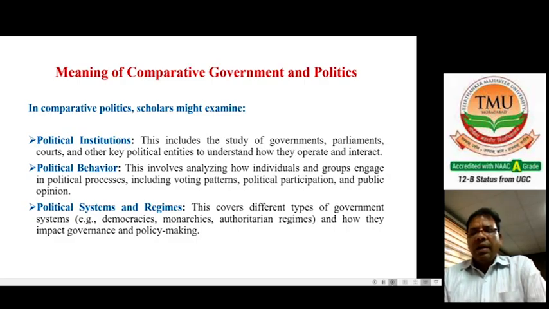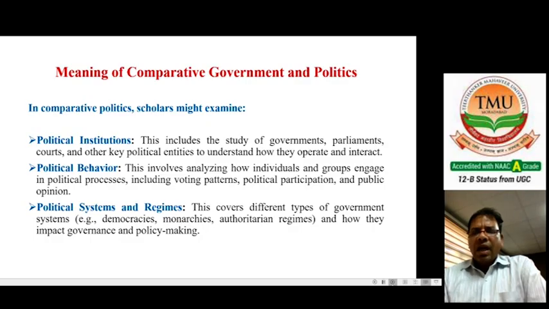And this is a very important meaning of comparative government and politics. That means it always involves analyzing how individuals and groups engage in the political process, including voting patterns, political participation, and public opinion. This is a very important part of comparative government and politics.